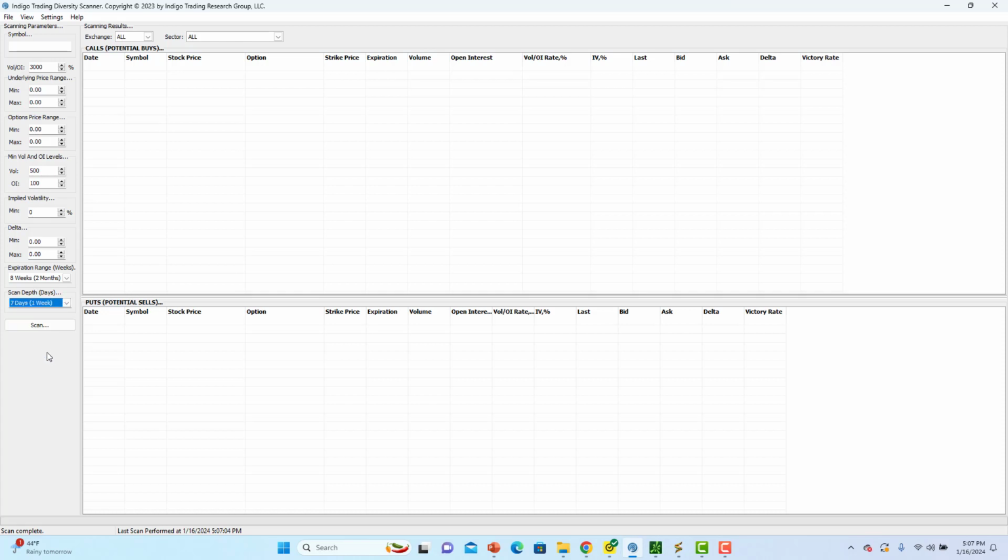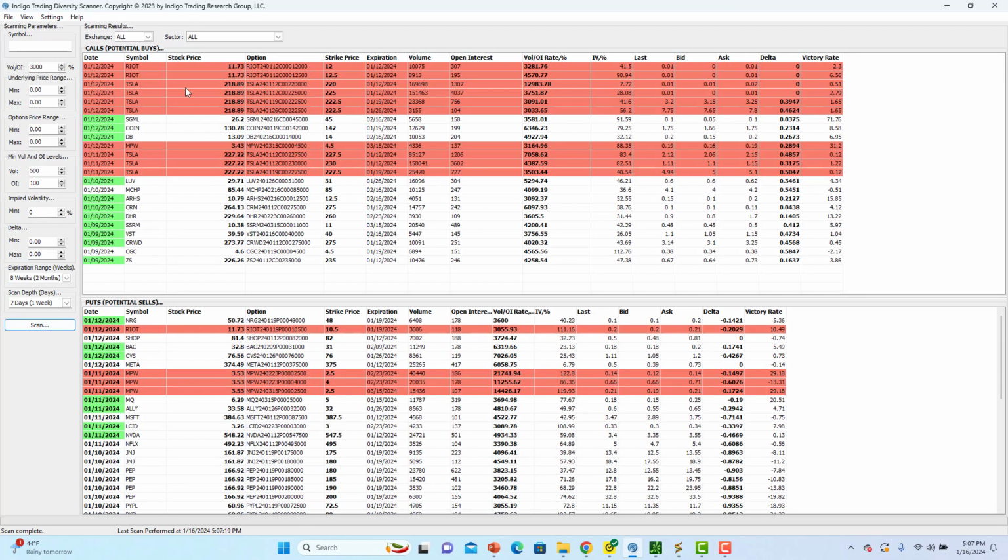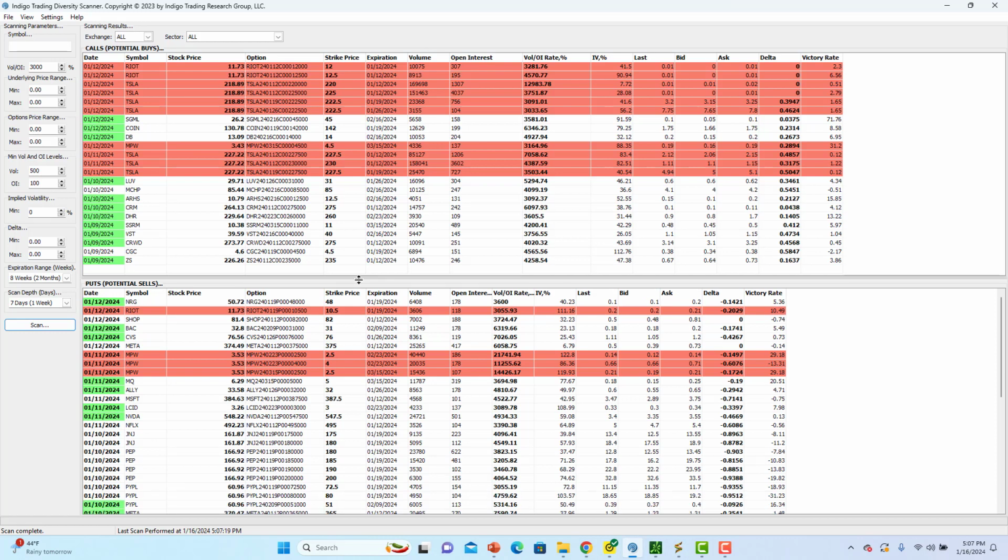So I could go back, say, 7 days right here and click scan. And it will scan all the unusual calls and all the unusual puts. So you want to be connected to the internet so that it loads the data. And here's going to tell us the date that that transaction occurred.